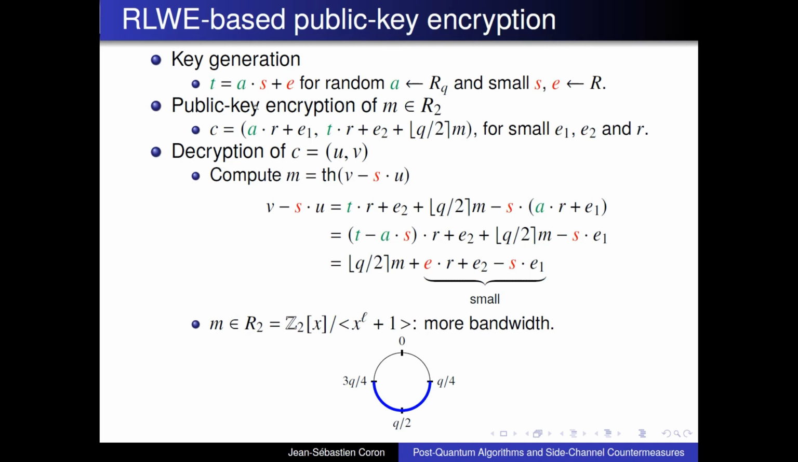So the ciphertext has two parts. We compute A times R plus E1, and T times R plus E2 plus Q/2 times M, for small polynomials E1, E2, and R.